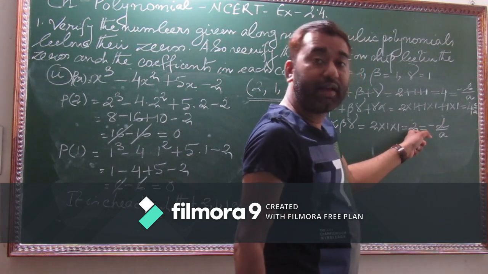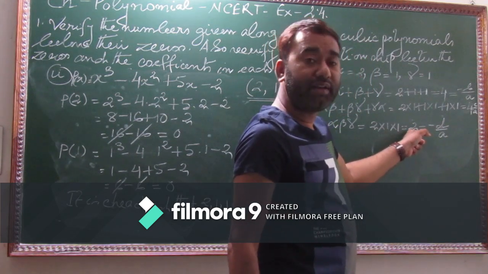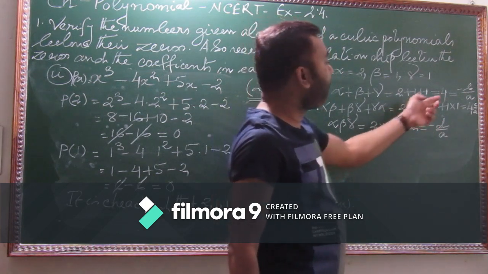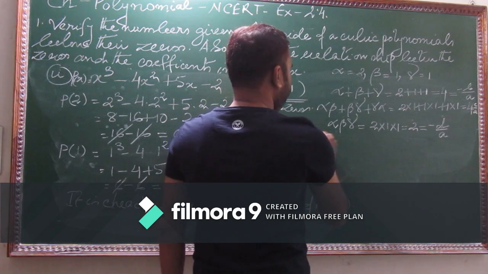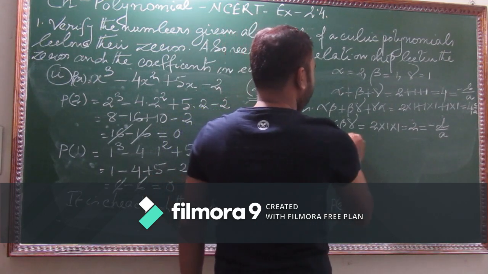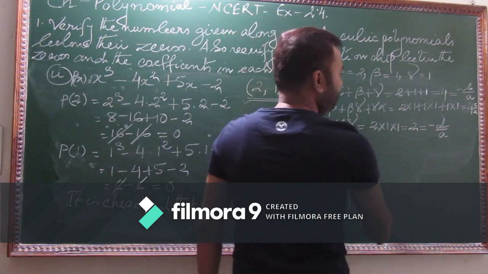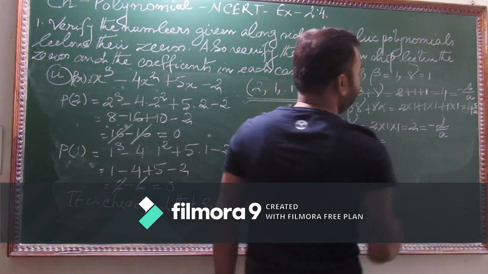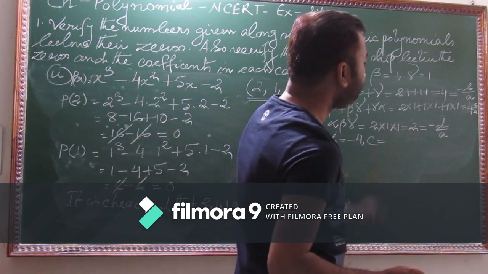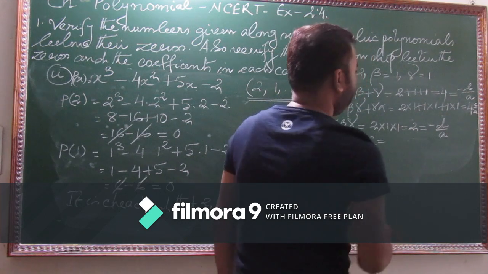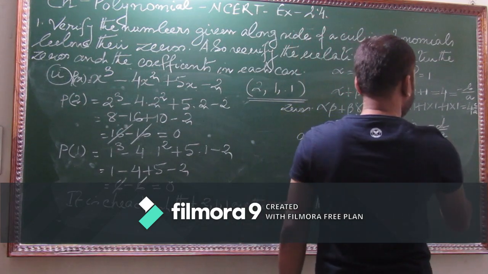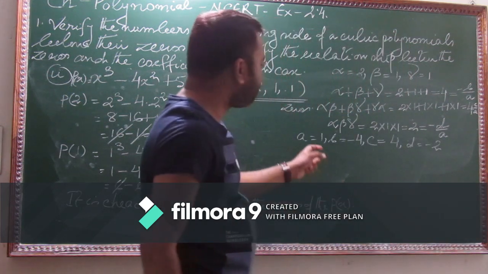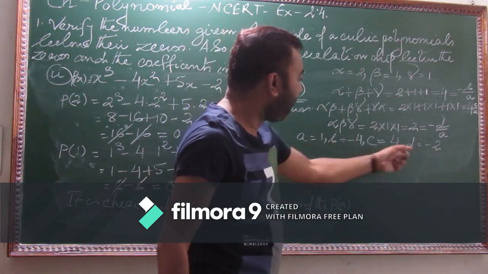If nothing is there in the denominator, then the denominator is considered as 1, because we can divide 4 by 1, it will give me the same number. So the value of a is equal to 1, b is equal to minus 4, c is equal to what? c is equal to 4 and d is equal to minus 2. So I got a, b, c and d.